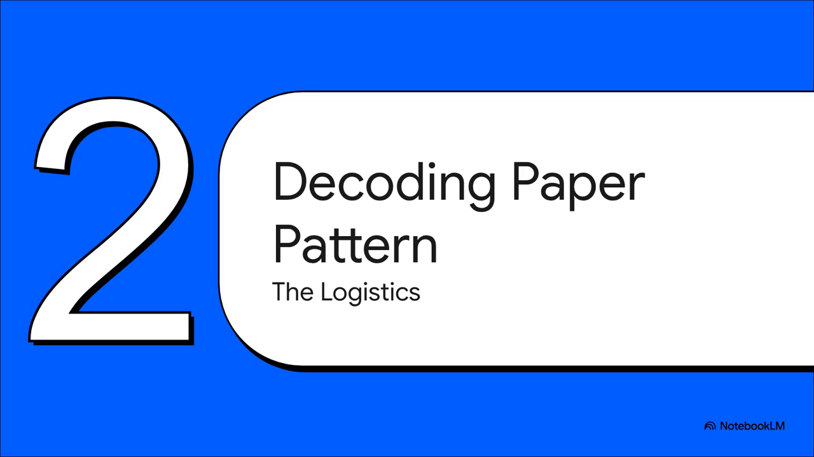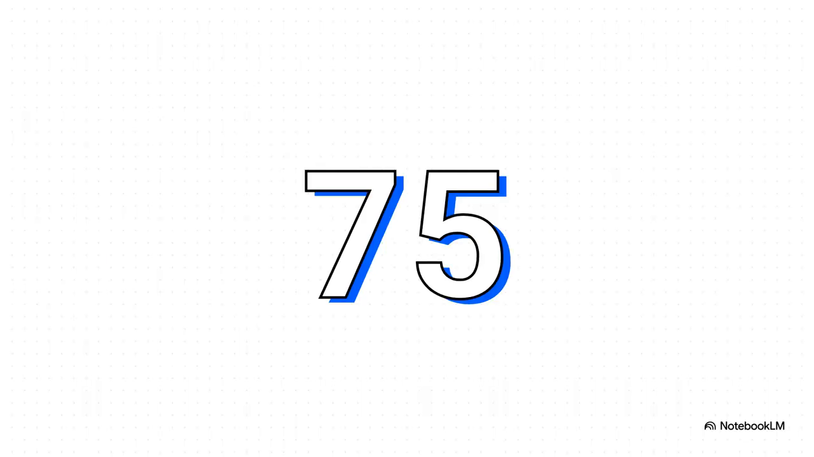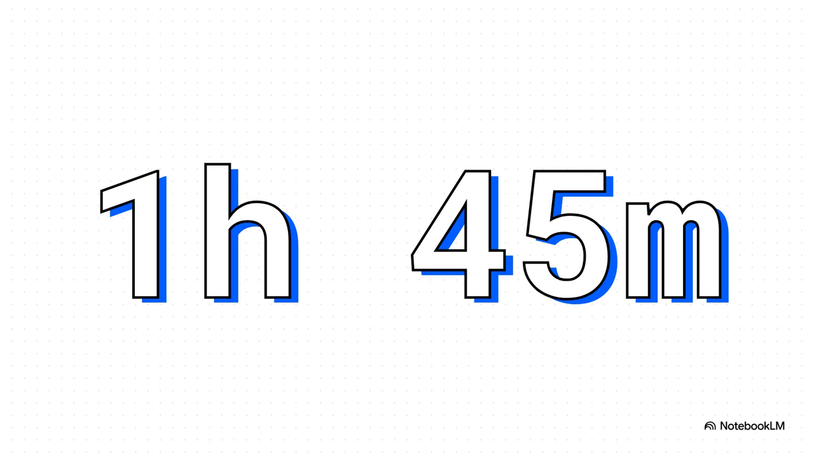Let's talk logistics. Paper 1 is worth a total of 75 marks. In the grand scheme of your final grade, every single one of those points is absolutely crucial. We are going to fight for every last mark by understanding exactly how they're distributed. You're going to have exactly 1 hour and 45 minutes to prove your knowledge.